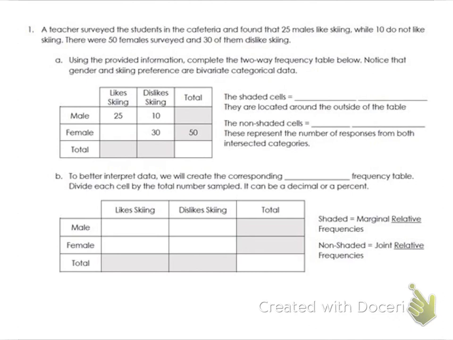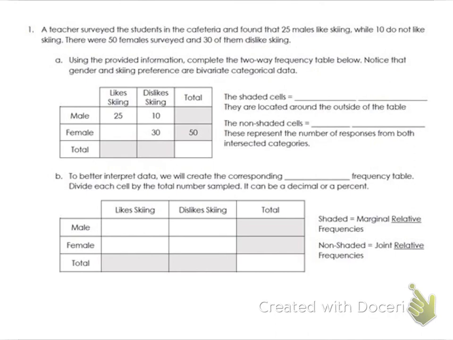Notice that the gender and skiing preferences are bivariate categorical data. So we're not talking about measuring anything, like I said before. We're only talking about categories. So in the first category, it's male or female, so it's gender. And then if we're talking about the columns, like like skiing versus dislike skiing, that would be your preference. Do you like skiing or not? Neither of those things are things that you can measure with numbers. And so this is both categorical data and it's bivariate because we're comparing two things together. So we're seeing if there's a relationship between whether males or females like or dislike skiing.